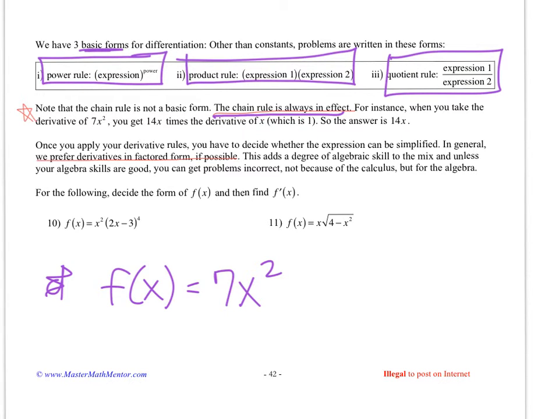We prefer derivatives in factored form when possible. And yeah, we want to make sure that we are strengthening our algebra skills, because you can get problems wrong, not because of the calculus, but because of the algebra, and we've talked about this multiple times. So let's take a look at number 10.